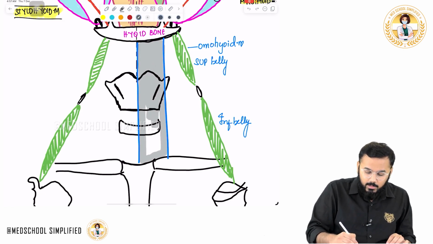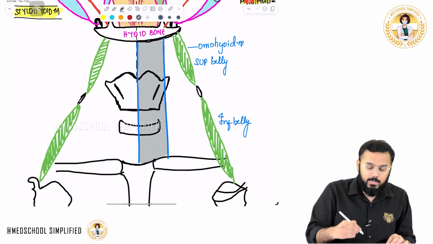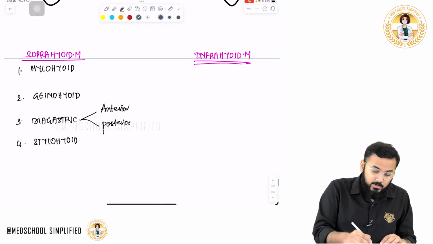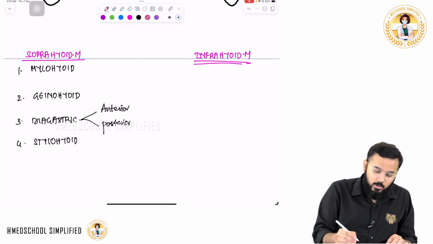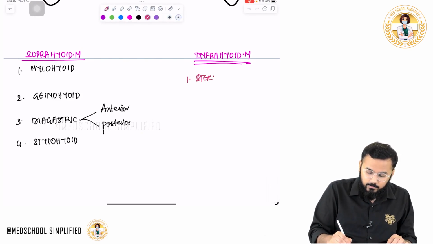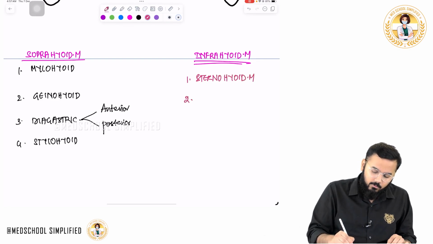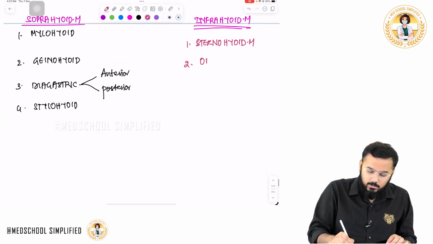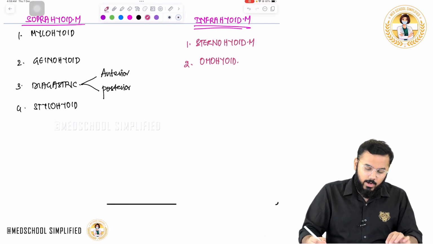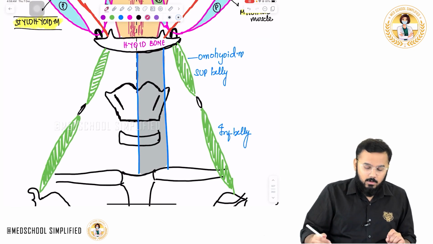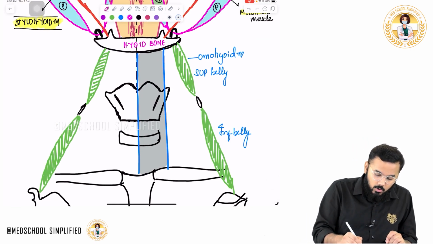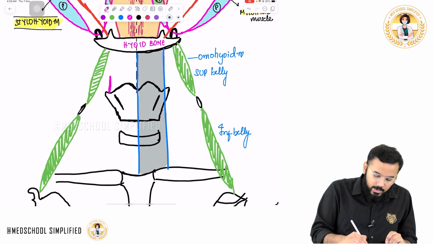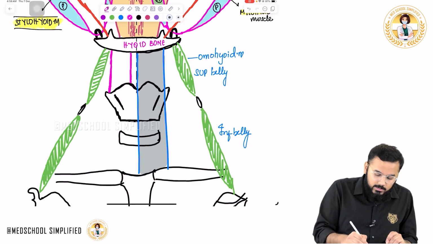So what should be the name? The name of this muscle is the sternohyoid muscle. This is called sternohyoid. The second one we have already discussed: the omohyoid muscle. After sternohyoid and omohyoid, you have got another muscle. What is this muscle? It starts all the way from the thyroid and inserts into your hyoid bone. So this is the muscle.